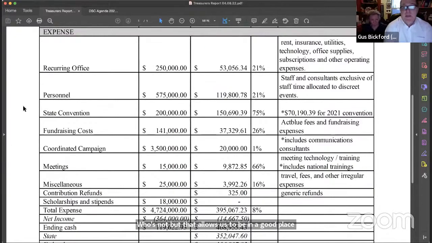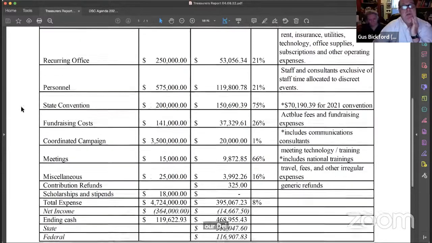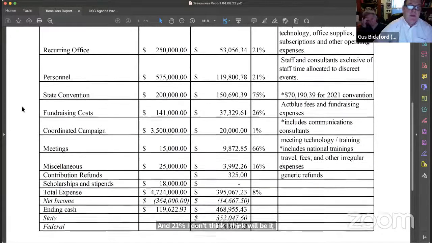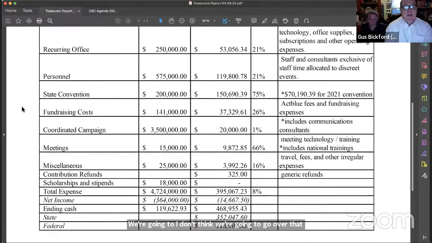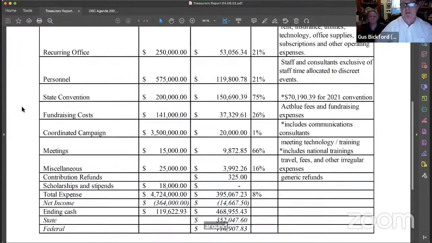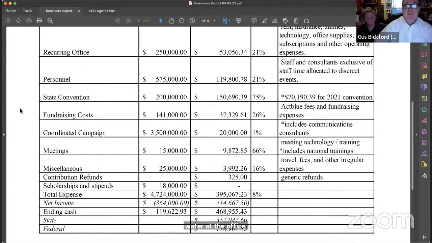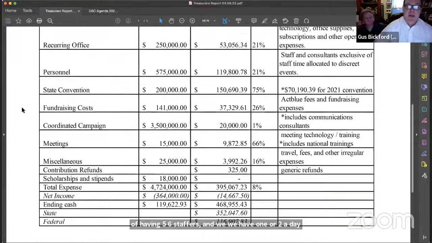Recurring office, that's our rent, utilities, technology. That also includes our DEI consultant, and 21%. I think I don't think we're going to go over that for the year. And some of that is because we are still a little bit stricken by COVID, not doing as much in and around and out and other things. So some of our expenses aren't being used as much. An example, just so you understand why I'm saying, like, we get water at the office. The last 2 water deliveries, I've just canceled them because we are going in a hybrid way. And so instead of having 5-6 staffers, we only have 1 or 2 a day. So different expenses like that are just not going to be what the level is.